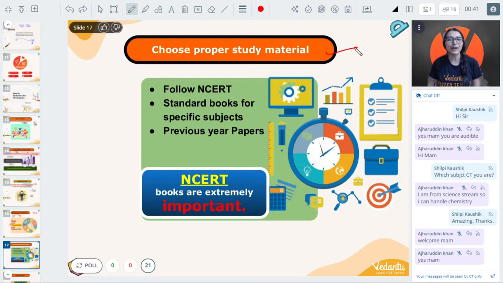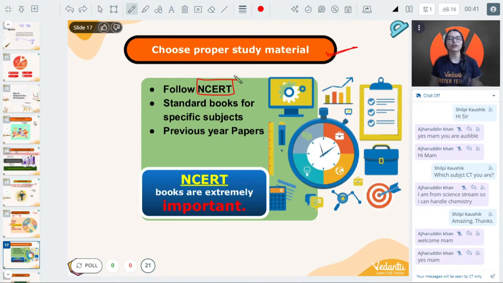The next thing is, ma'am, what books we have to refer to? Kaun se book se hume padhna hai? What are the things that we need to look up to in terms of content? Because where you are studying from, that is also very much important. Right? Choose the proper study material. Follow the NCERT. So NCERT is going to be your granth. That is your holy book.